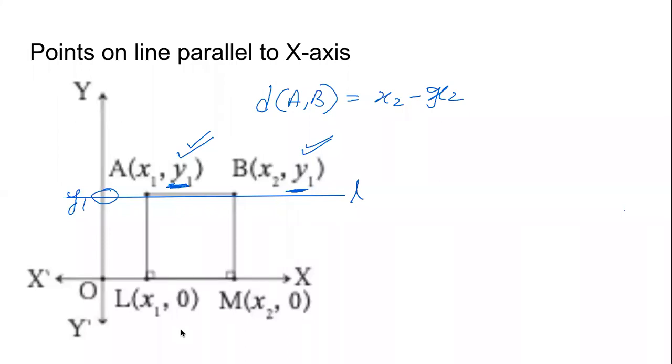Like our geometry box, like our phone, this distance is same as this distance. Opposite sides of a parallelogram, opposite sides of a rectangle. We know that the distance between L and M is x2 minus x1. So the distance between A and B will also be x2 minus x1. I have written it wrong on the screen. Let me write it properly now. x2 minus x1.